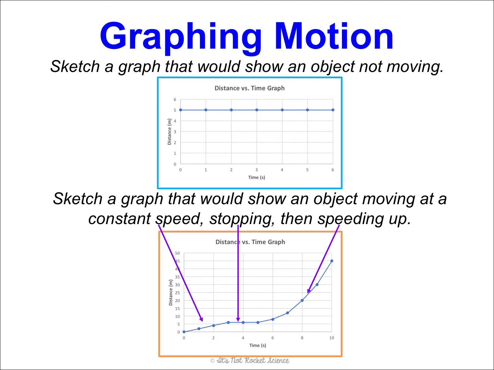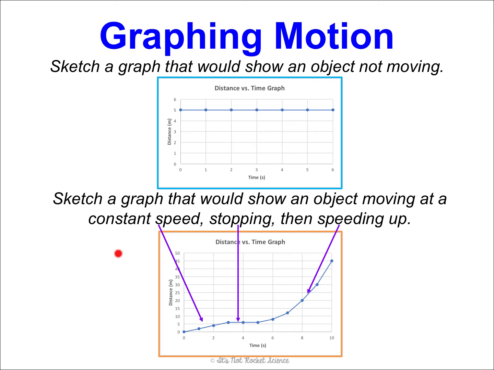Okay, so let's think about an object that would not be moving. So if you look here, we're at a distance of 5. So as our seconds down here pass, our distance is staying at 5 meters. So for an object not moving, it is just a straight horizontal line.